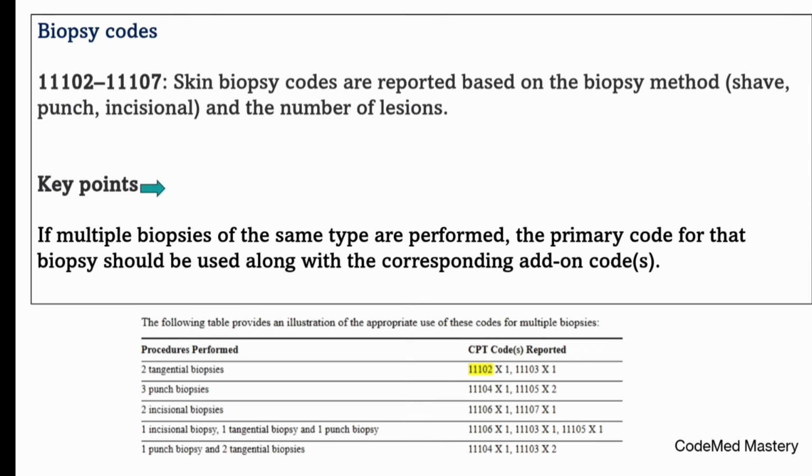You can see in this table, last column, they have given that if 1 punch biopsy and 2 tangential biopsies are performed, then we will use 11104. That is the main code for punch biopsy, because punch biopsy is more complicated, right? And for 2 tangential biopsies, we will use the add-on code for tangential biopsies, that is 11103 twice. I hope you're clear with it.